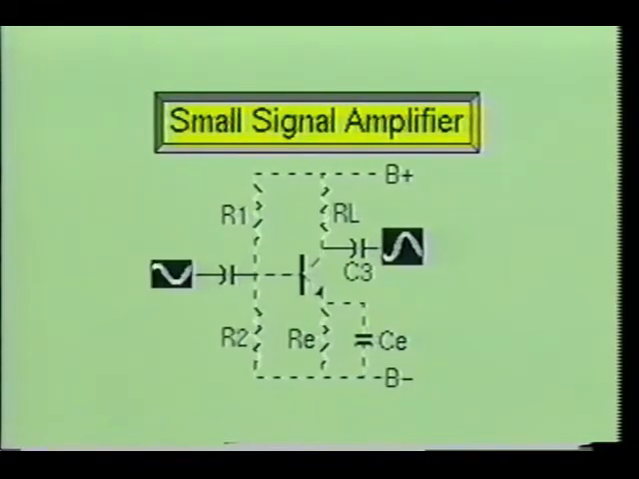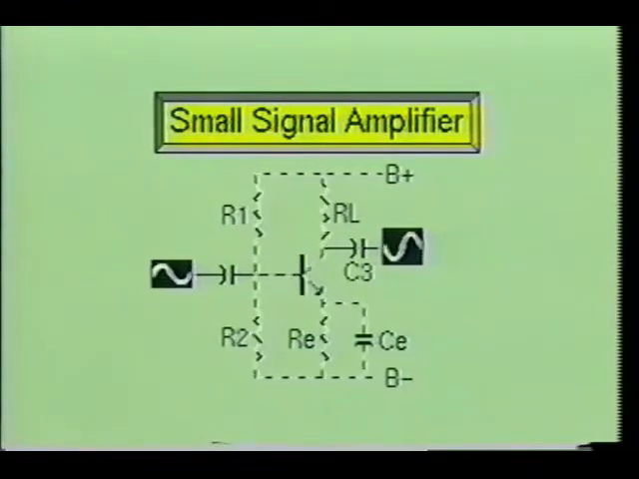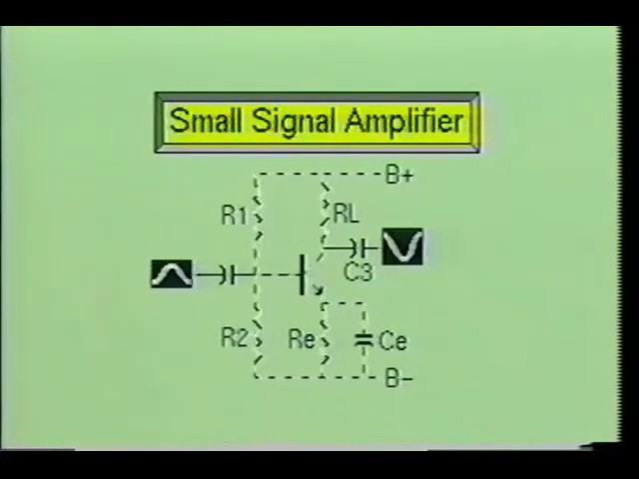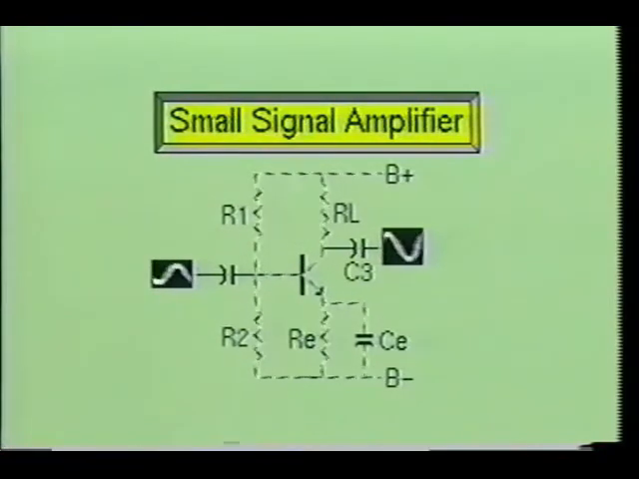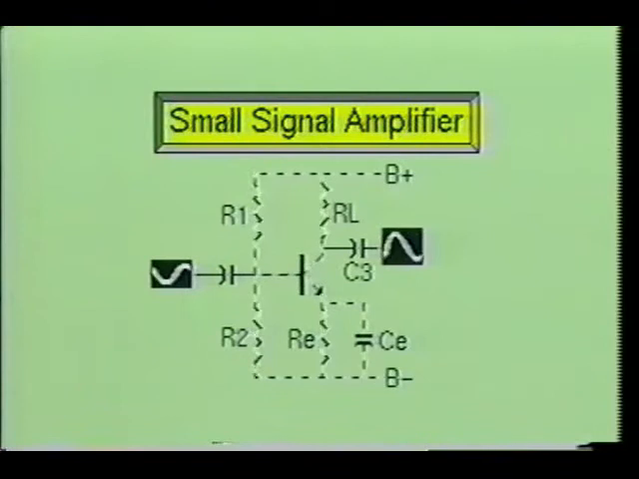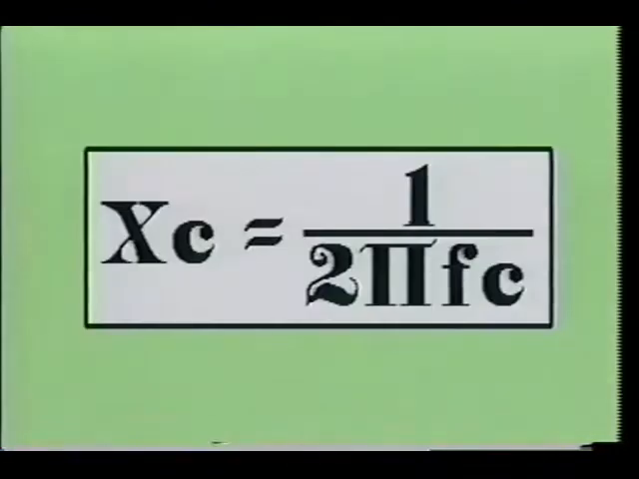The ideal small signal amplifier should amplify all frequencies equally within the linear portion of the characteristic curve. But due to the biasing circuitry and coupling circuitry of the amplifier, this ideal situation cannot exist. As you recall, the reactance of a capacitor depends upon the frequency being applied to it. The reactance increases as the frequency decreases.